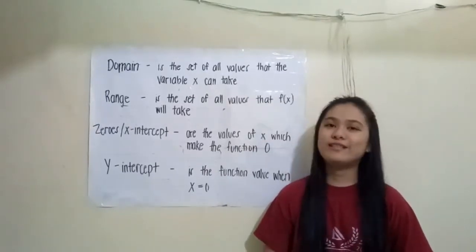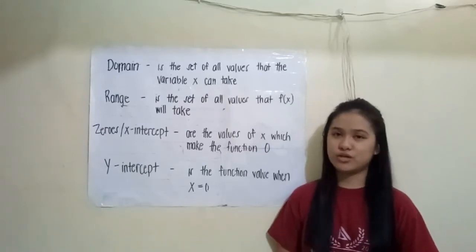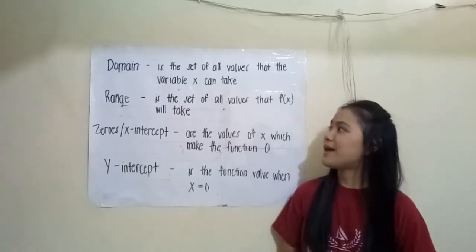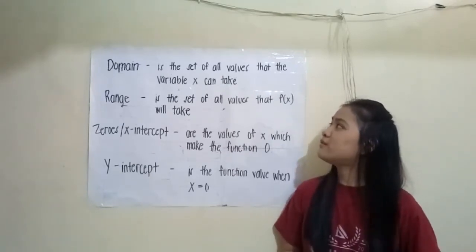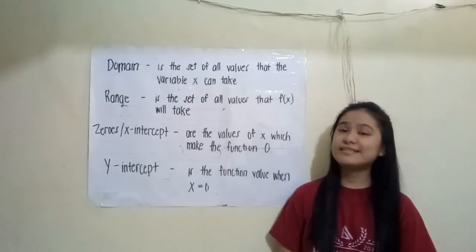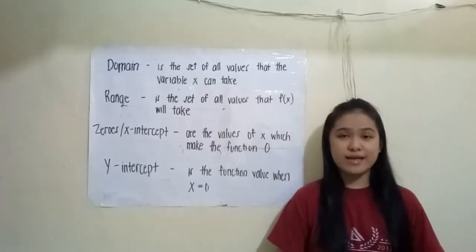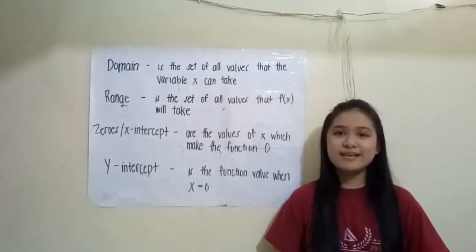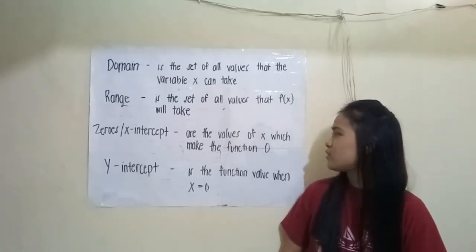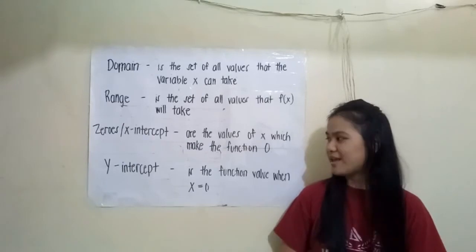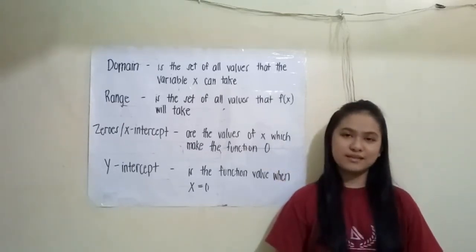So we will find the domain, range, x-intercept, and y-intercept of a rational function. First, let's define domain. Domain is the set of all values that the variable x will take. Next is the range. Range is the set of all values that f of x will take. Next is the x-intercept, which is the value of x that makes the function 0. And the y-intercept is the function value when x is equal to 0.